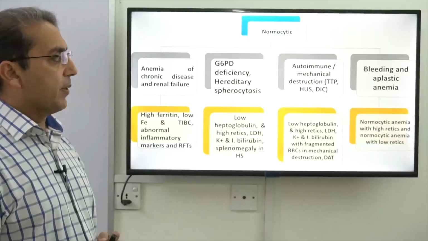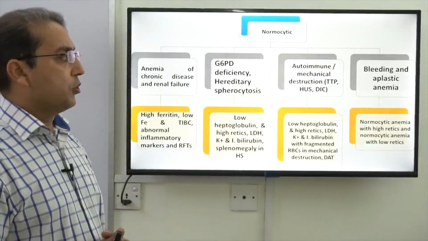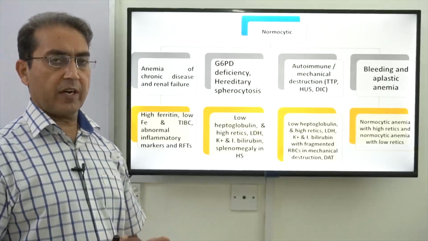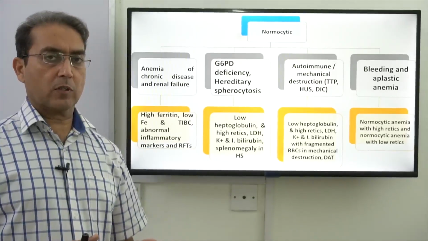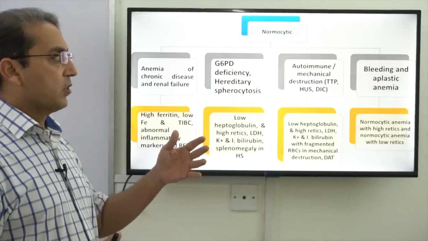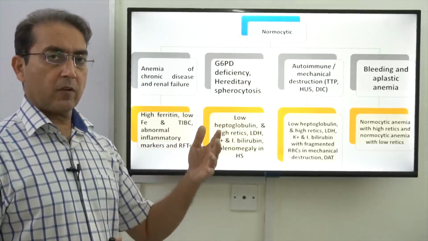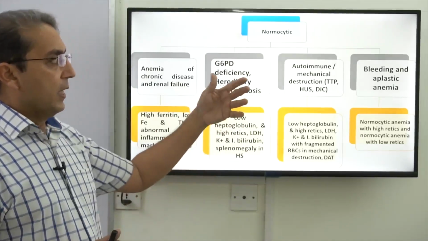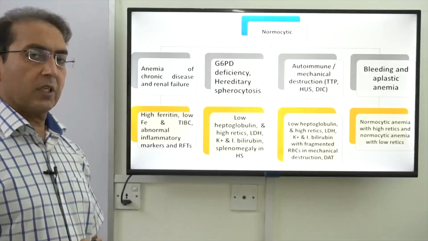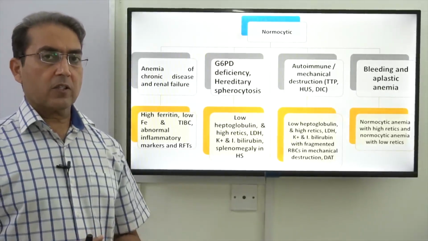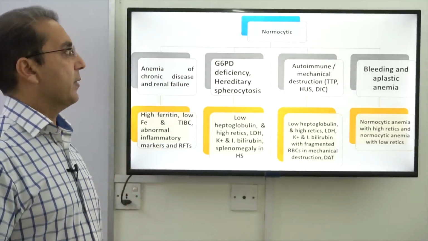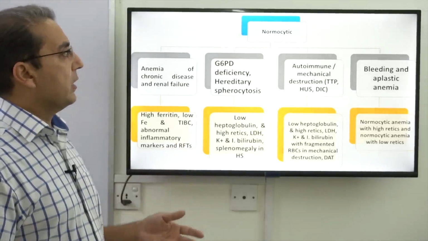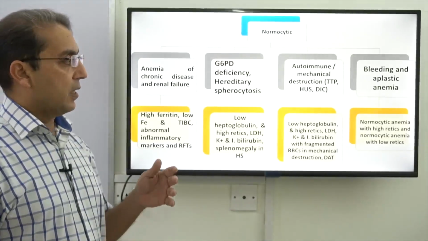Patients who've got bleeding and aplastic anemia, the anemia is usually normocytic and normochromic. If the reticulocyte count is high, this is anemia because of bleeding, because bone marrow is reacting. But patients who've got aplastic anemia, the reticulocyte count is low. So if the patient has normocytic anemia because of bleeding, reticulocyte count will be high, and it will be low in case of aplastic anemia. So this is how we proceed in patients who've got anemia.